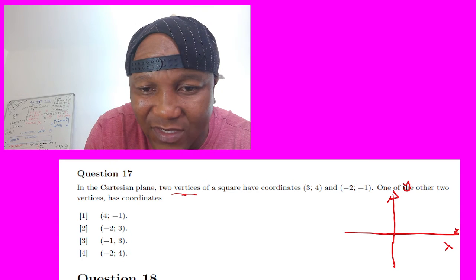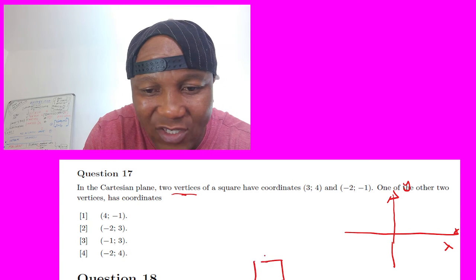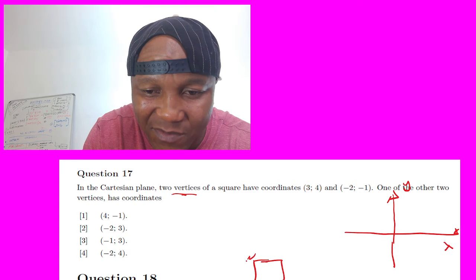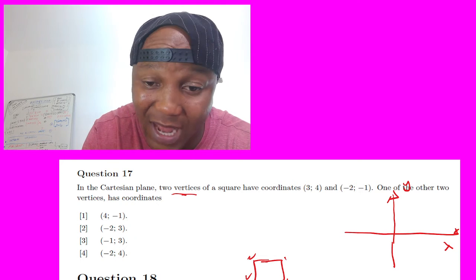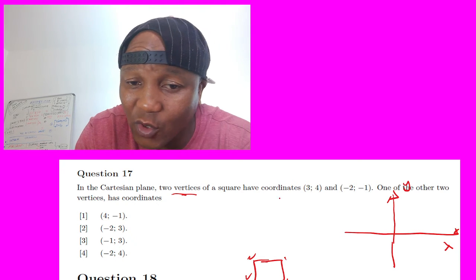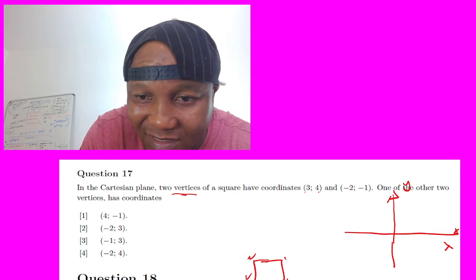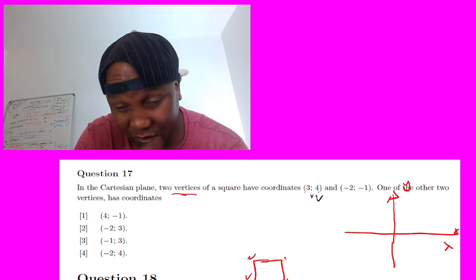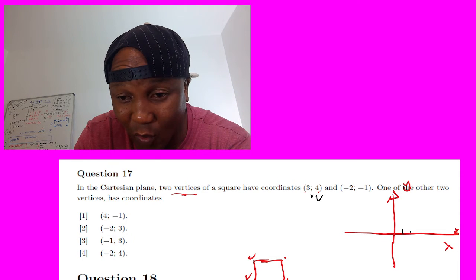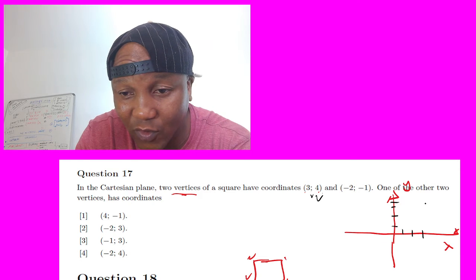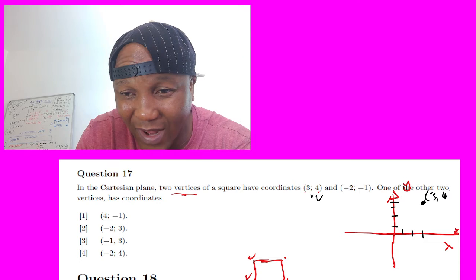So they say there's two vertices of a square. Means in that square, they only give you two vertices. Maybe this and that, maybe this and that, or this and that. We're not sure right now. So they say those two vertices are 3 and 4. Oh, so we have 3 and 4 means x equal to 3 and y equal to 4. So we go x equal to 1, 2, 3. But y equal to 4 means 1, 2, 3, 4. So they meet up somewhere here. Here's what it means. X equal to 3 and y equal to 4.